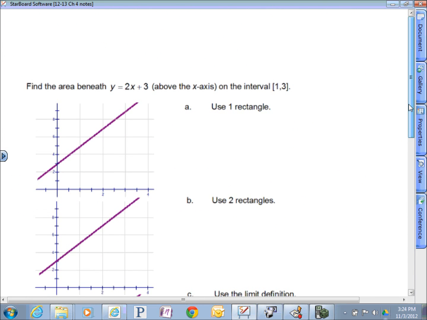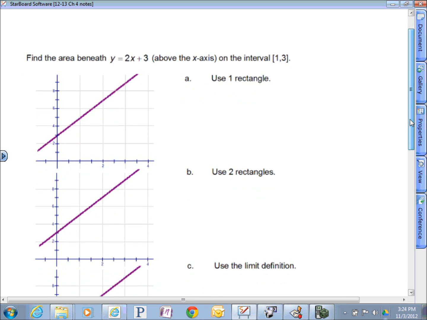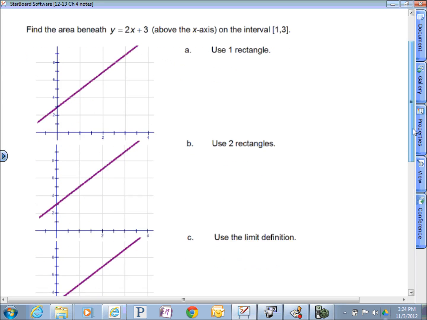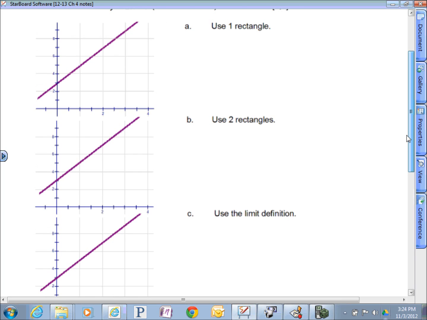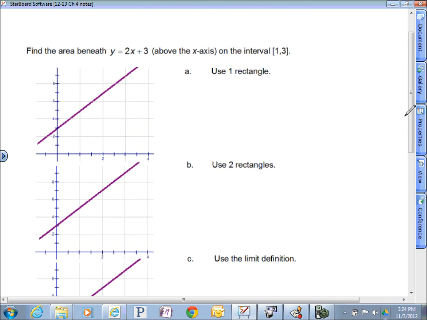What's it look like when we do? So here's a function. Find the area underneath this thing on the interval between 1 and 3. I'm supposed to come up with this thing using one rectangle, estimating it using two rectangles, and then ultimately estimating it using the limit definition. And when you do it with the limit definition, it's going to give you an exact area. We're going to figure out what that value is exactly.